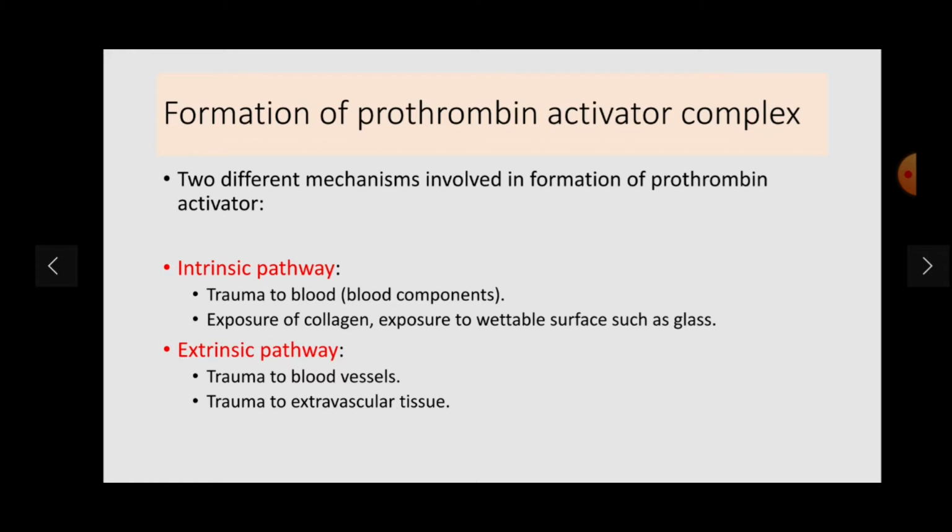The extrinsic pathway is activated whenever there is trauma to the blood vessels and trauma to the extravascular tissues. In all these conditions, the extrinsic pathway is activated, which leads to the formation of the prothrombin activator complex.